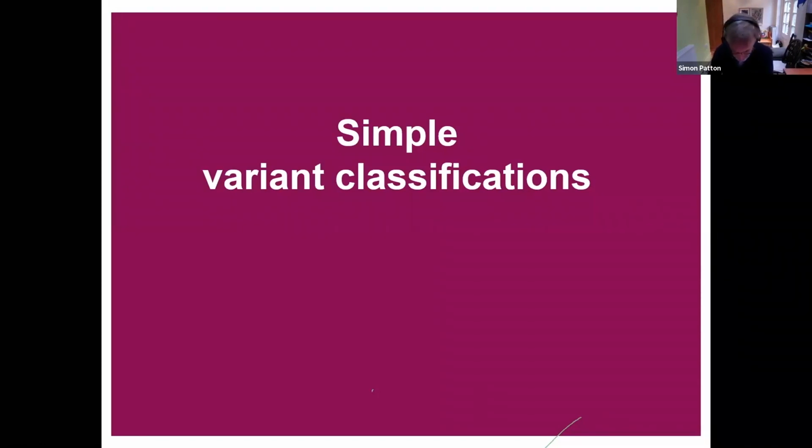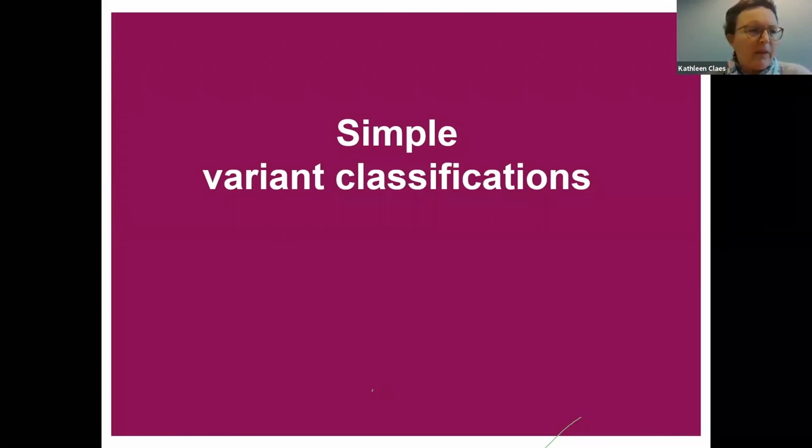Lastly, Kathleen, I've got one last question. There are various resources like ClinVar and HGMD for giving me variant classifications. Should I use these? You mean ClinVar and HGMD? Well, there are some differences in the quality of the data available from the different submitters.